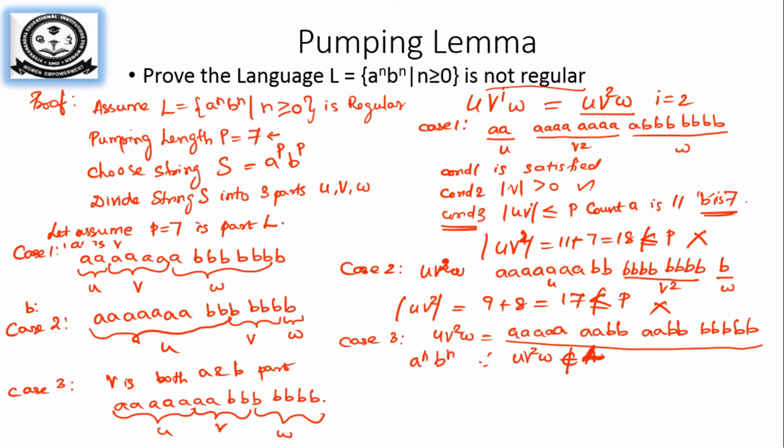Therefore we prove that the language A^n B^n for n greater than or equal to 0 is not regular. Why is it so? It is not satisfying the pumping condition for all three conditions. So we assume the language is regular and we try to apply the pumping equation. The pumping equation can be applied only to a regular language, and here it is not being pumped. So the given language is not regular. That's all about the pumping lemma.